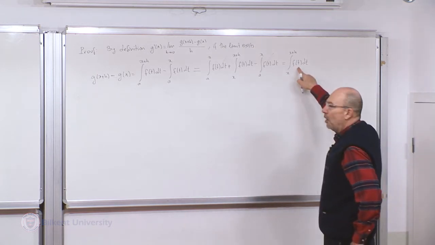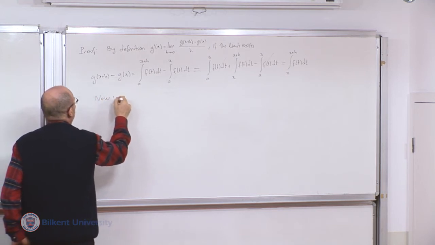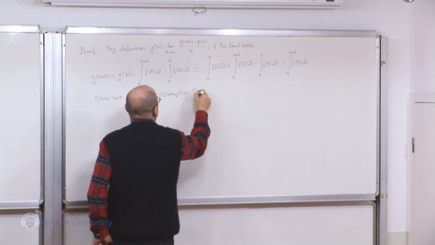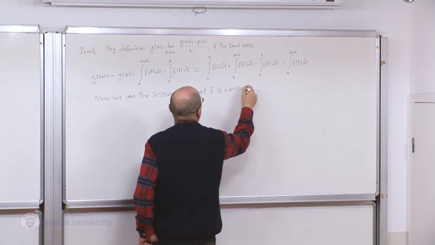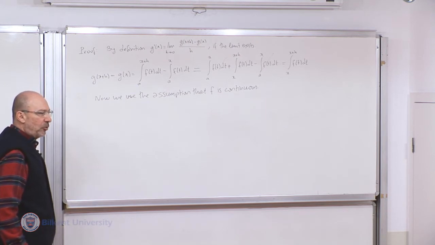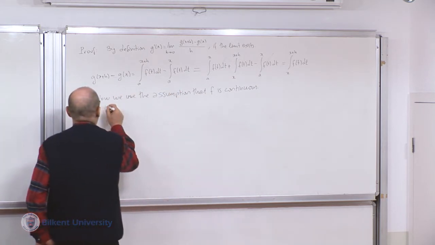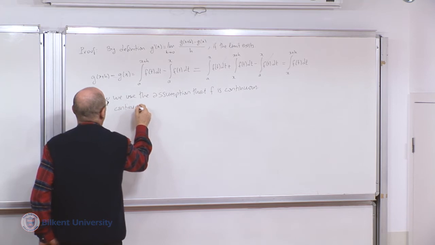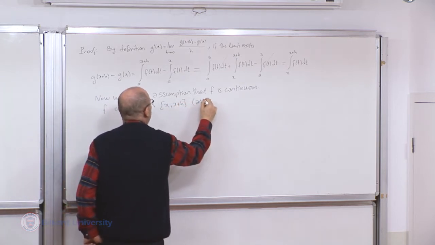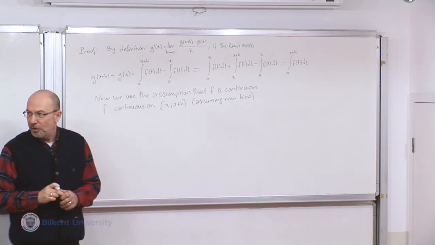Okay, so now we try to understand this. Note that now we use the assumption that f is continuous. What was one of those useless looking theorems about continuous functions on a closed and bounded interval? It always has a minimum and maximum. So f is continuous on the interval from x to x plus h, assuming now h is positive. We know that h is different than 0. h is either positive or negative.